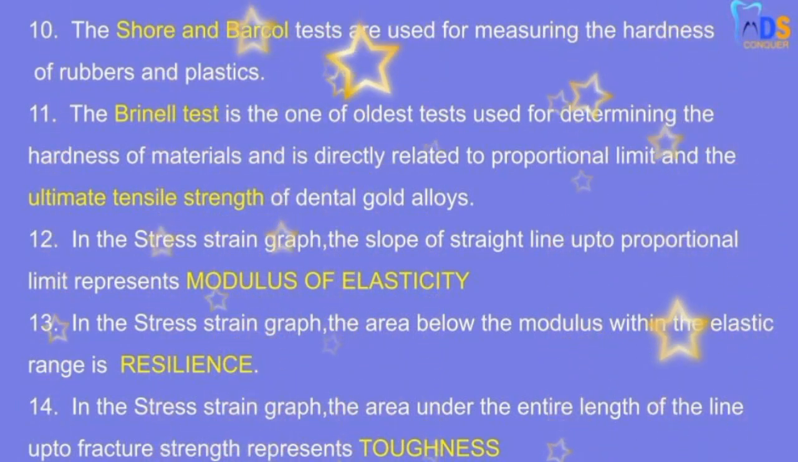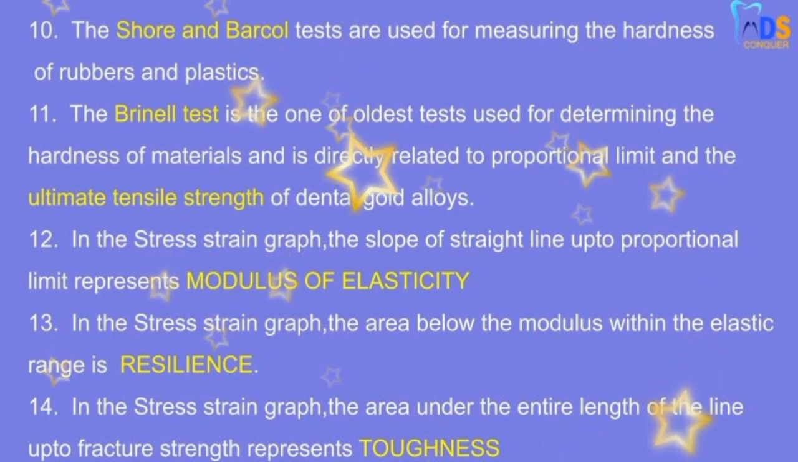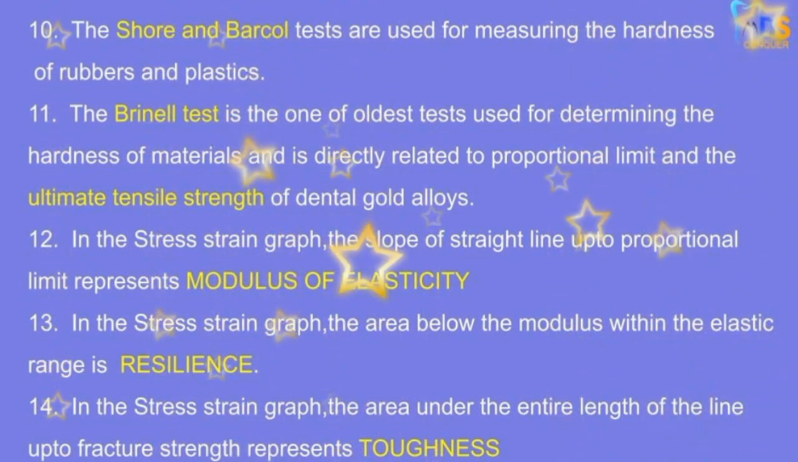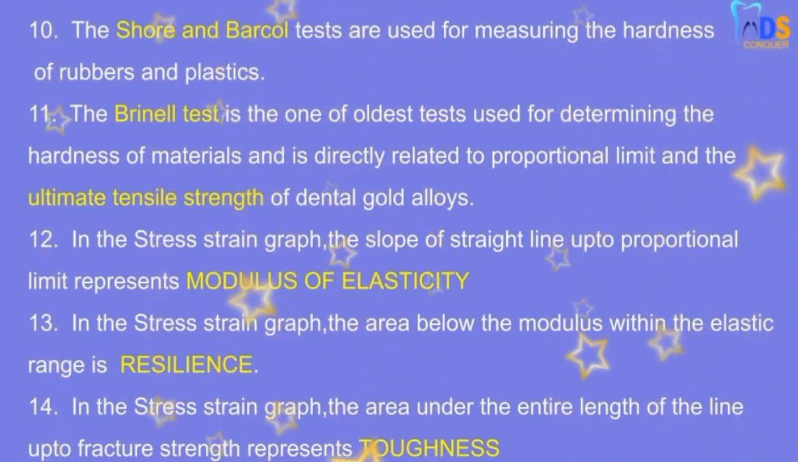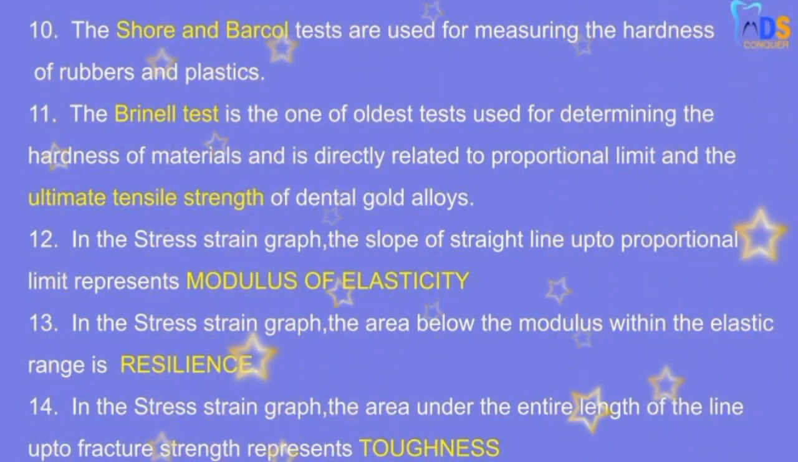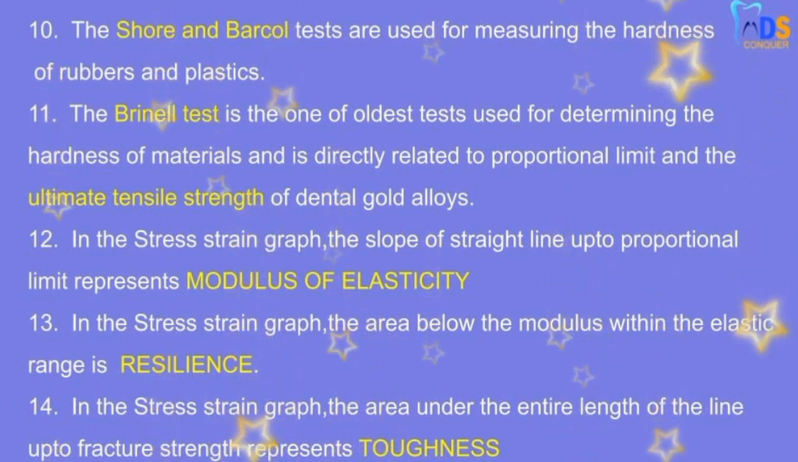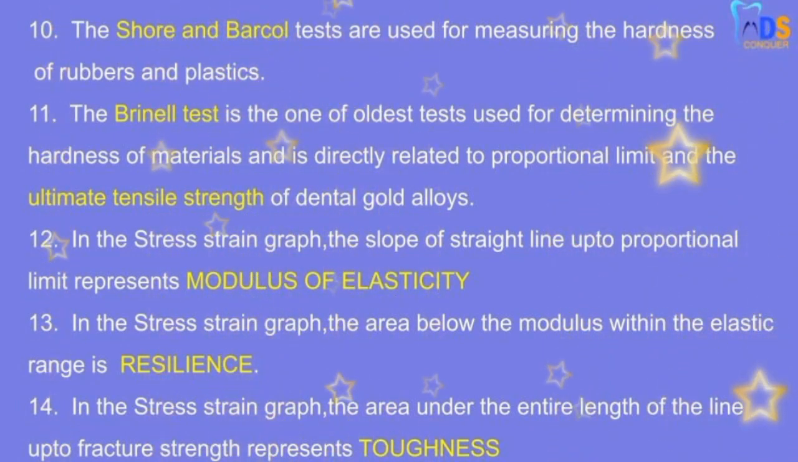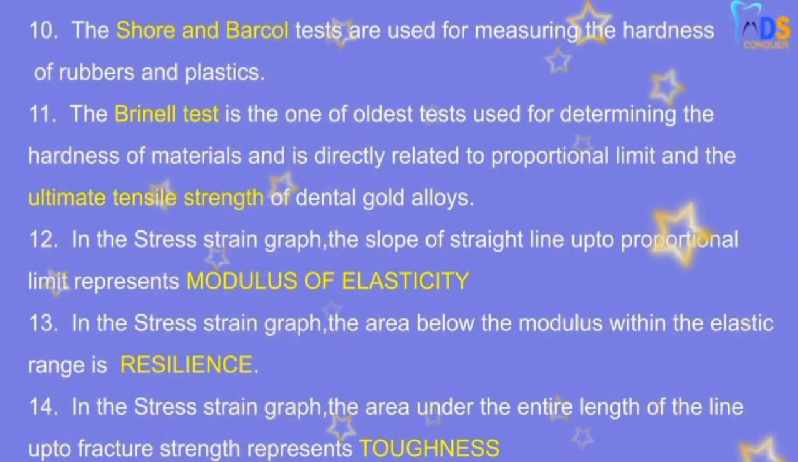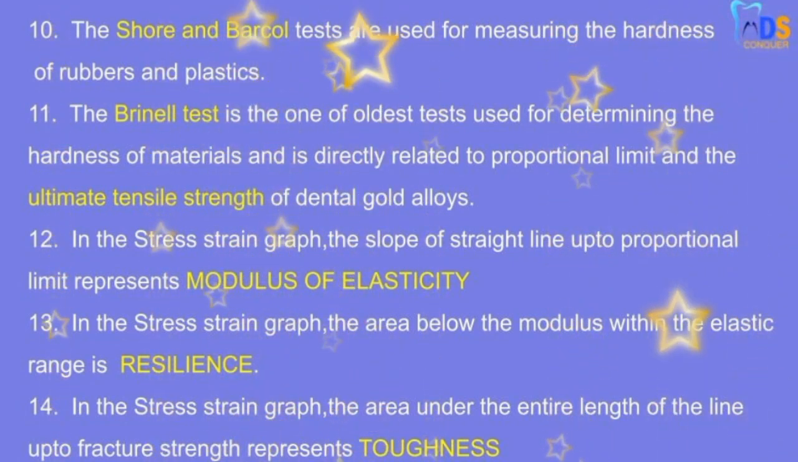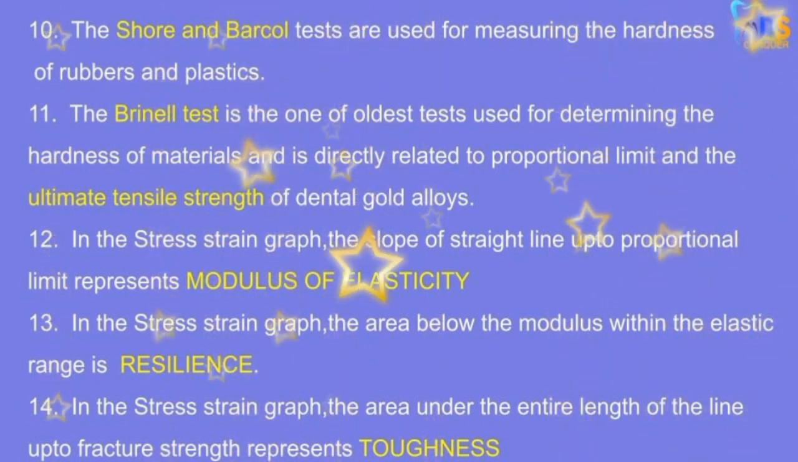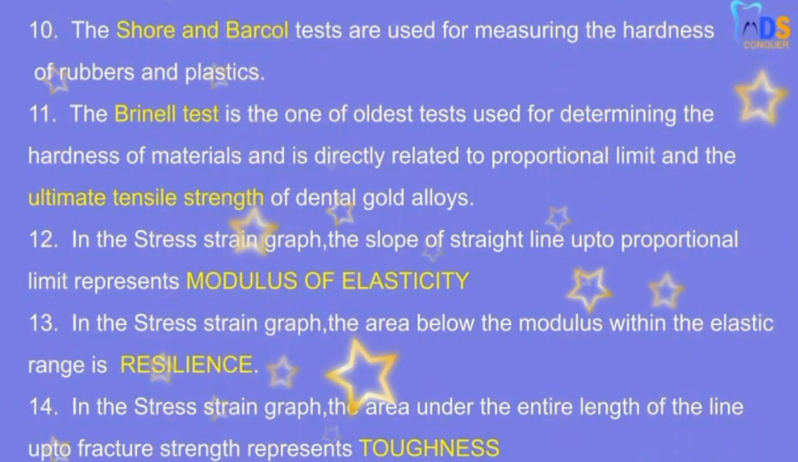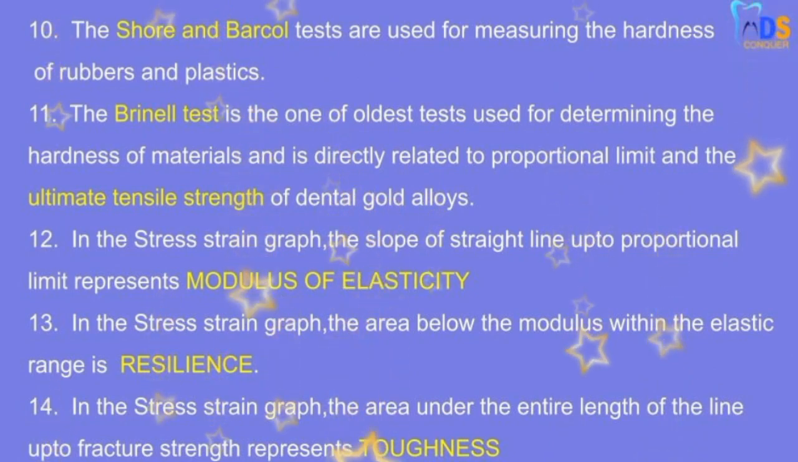Number 11. The Brinell test is one of the oldest tests used for determining the hardness of materials, and it is directly related to proportional limit and the ultimate tensile strength of dental gold alloys. Number 12. In the stress strain graph, the slope of the straight line up to the proportional limit represents modulus of elasticity. Number 13. In this graph, the area below the modulus within the elastic range is known as resilience, and the area under the entire length of the line up to the fracture strength represents toughness.